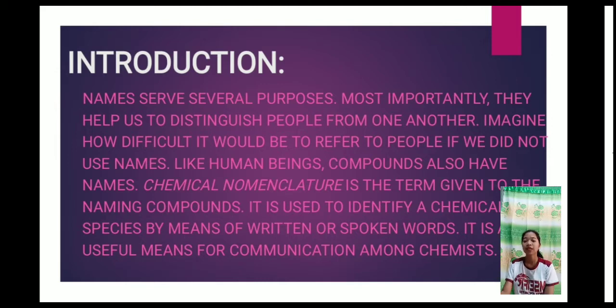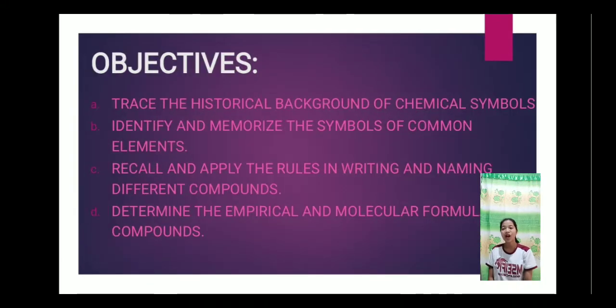So, itong chemical nomenclature daw ay term na binigay para sa pagpapangalan ng mga compounds. Ito ay ginagamit upang ma-identify natin ang mga chemical species sa pamamagitan ng written or spoken words. Ito daw ay napaka-importante at ito ay ginagamit natin for communication para sa mga chemists.